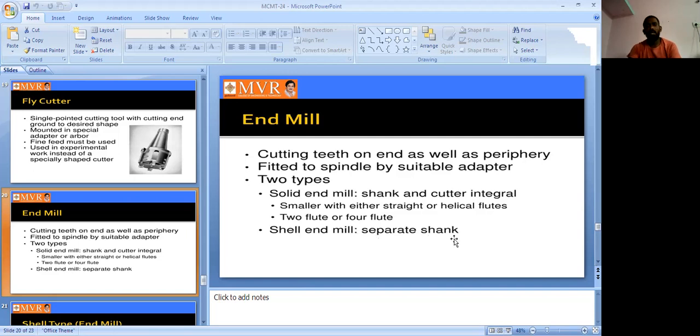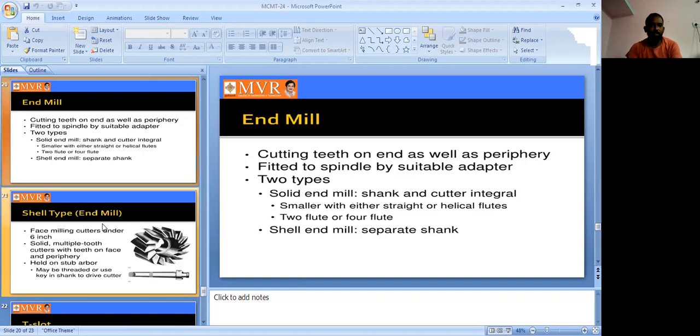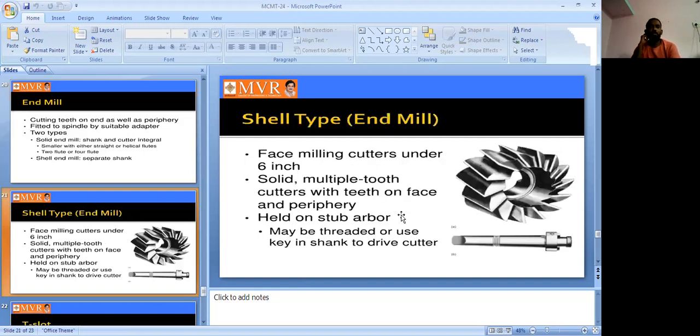Next is the shell end mill. It has a separate shank. End mill cutters generally have two types: the first one is solid end mill, and the next one is shell end mill. Next we can see the shell type end mill.